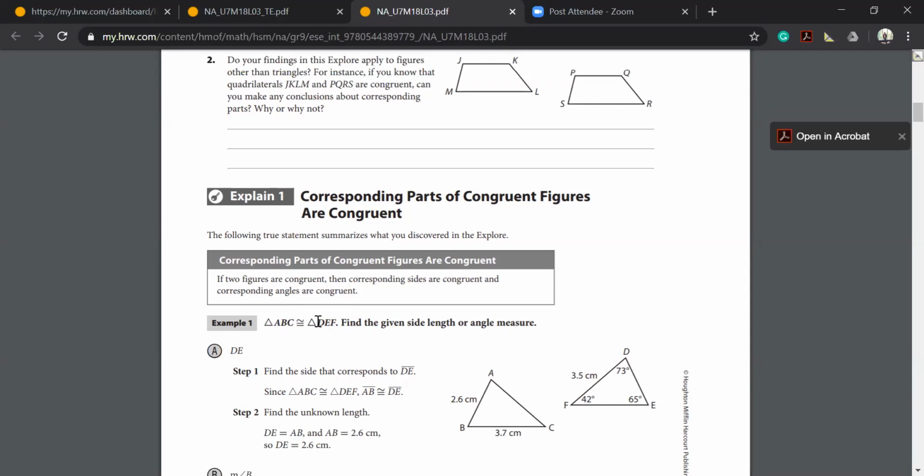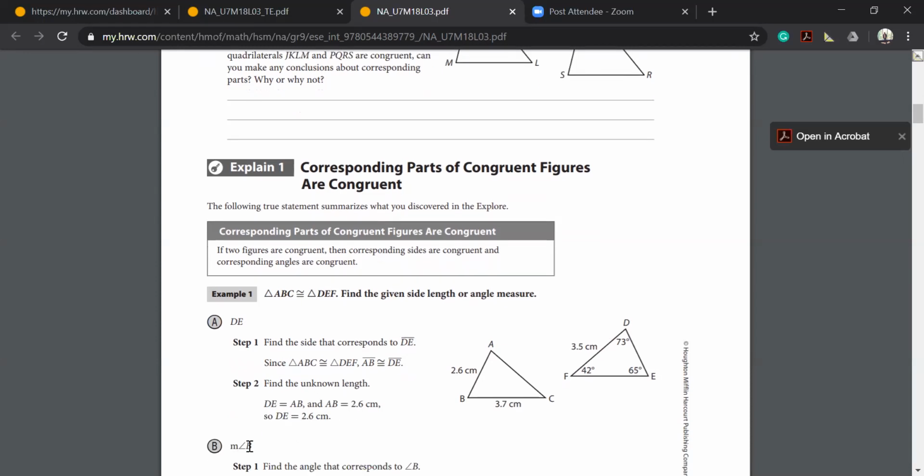I went here. DE is corresponding to AB. So DE should be congruent to AB. Step 2, I went to my picture and saw AB is actually 2.6 centimeter. So DE is going to be 2.6 centimeter. As he did here, find the side length that corresponds to DE. But we said that AB is congruent to DE. Using the picture or using the figure, AB is 2.6, so DE is 2.6 centimeters.